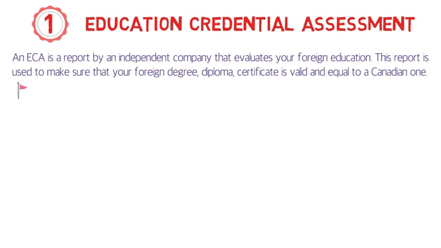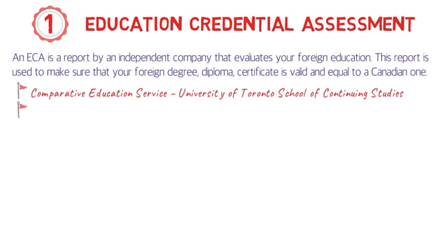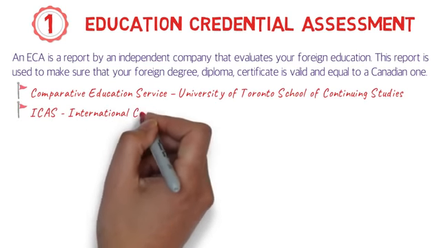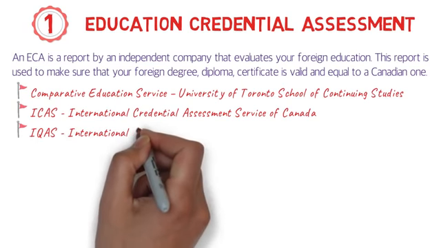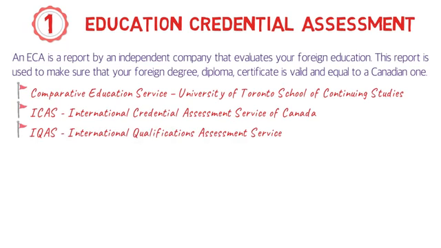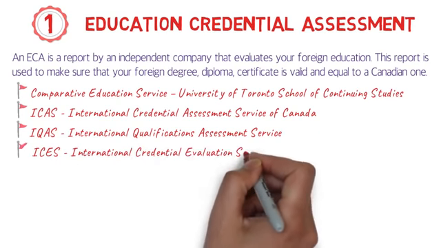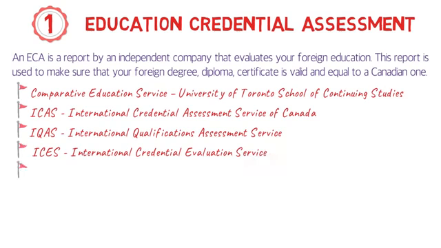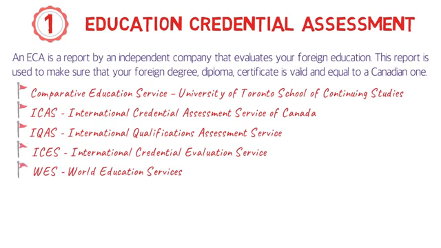and those organizations are Comparative Education Service, University of Toronto. The other one is ICAS, International Credential Assessment Service of Canada. The third one is IQAS, International Qualifications Assessment Service. The fourth one is ICES, which is International Credential Evaluation Service. And the last one is WES, which is the most famous one as well, World Education Services. Now, WES is most famous because the processing time of WES is the least among all of them.